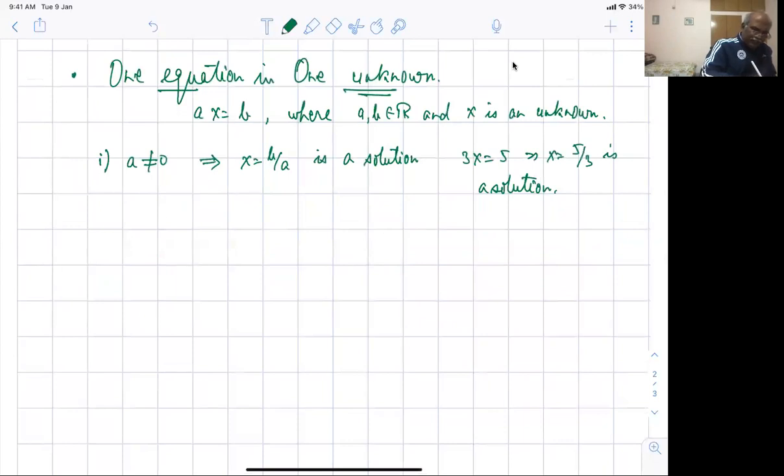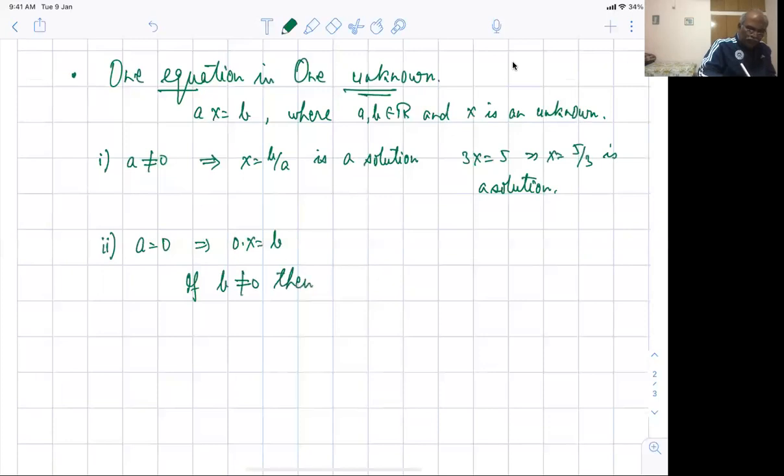Let's proceed to the second case. What happens if a is 0? If a is 0, then we are looking at 0 times x is equal to b. In this case, if b is not equal to 0, then the system has no solution. For example, if I want to solve 0 times x is equal to 1, then we know that there is no solution.